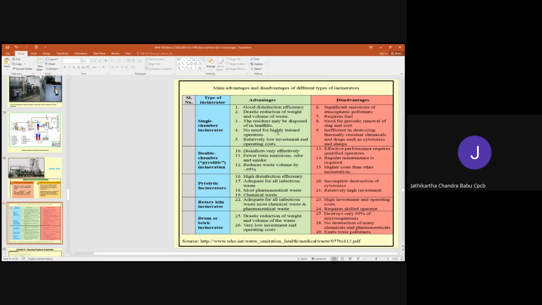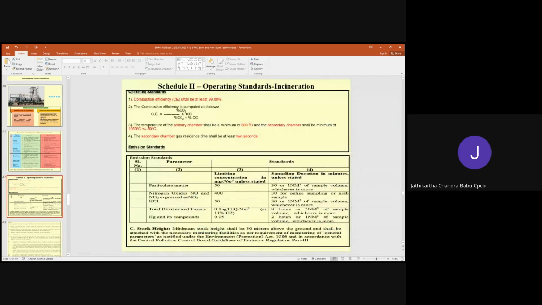Therefore, we have different types of incinerators: the single chamber incinerator, the double chamber incinerator, the pyrolytic incinerator, and the rotary kiln incinerator. In the case of a single chamber, no APCD is not at all preferred. In the case of a double chamber, without APCD it is not at all allowed, because it is going to cause a lot of impact on the environment. The rotary kiln is most preferred when the quantum of waste is high, and we can achieve the desired efficiency. The drum type or conventional brick kiln incinerator is not allowed. An incinerator with a double chamber, a proper air pollution control system and a stack of height 30 meters is preferred. The incinerator has to comply with the standards as per Schedule 2.